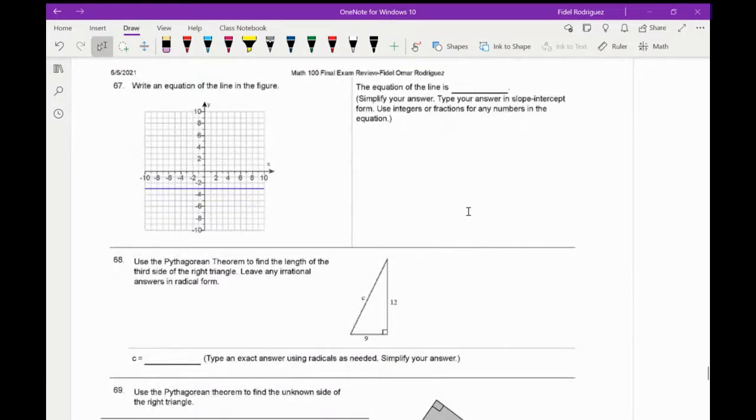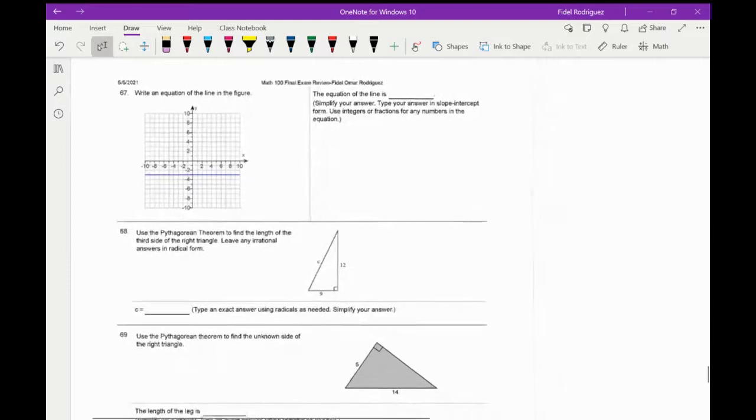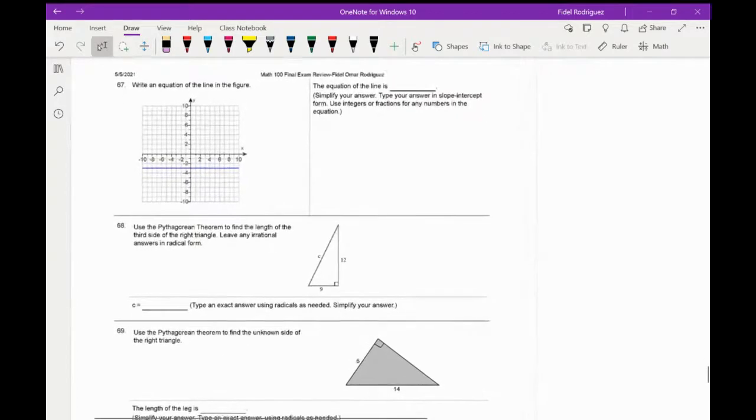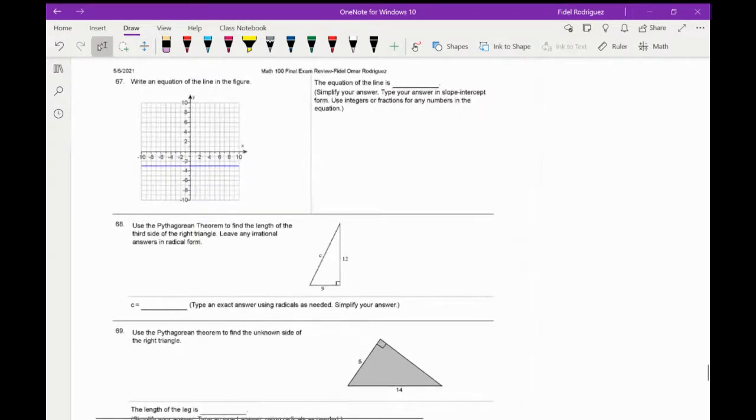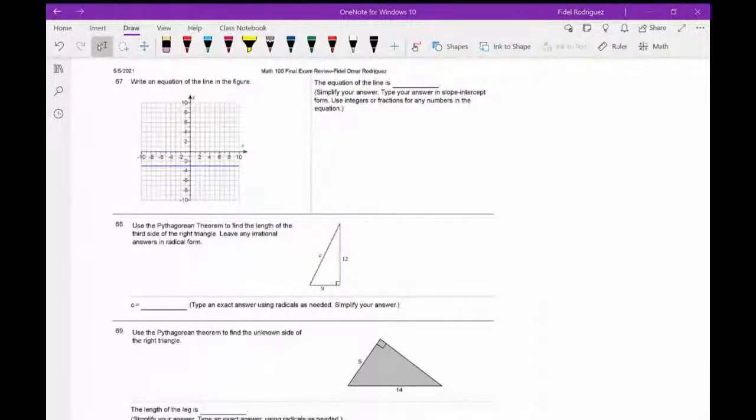What about 67, 68, or 69? Anyone have any questions about any of these here? I'm happy to go over any of these. I heard something here. 68. Definitely. Let's go through 68.